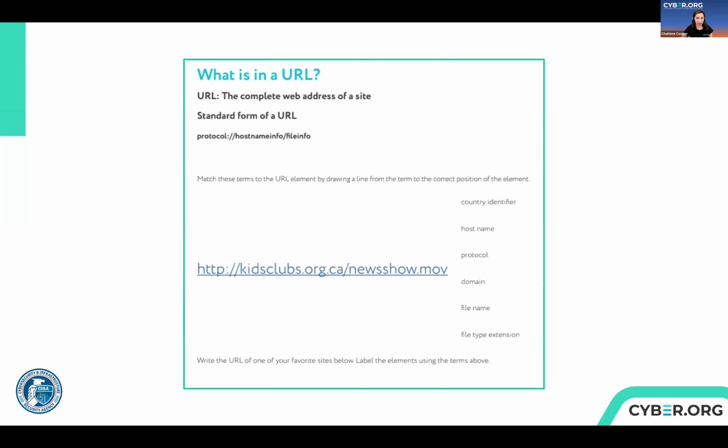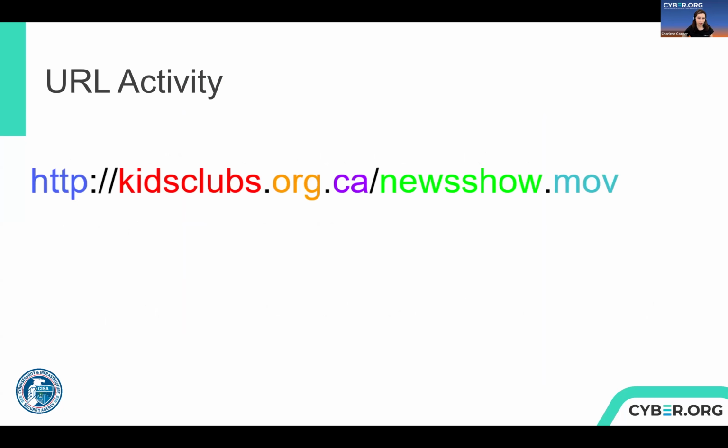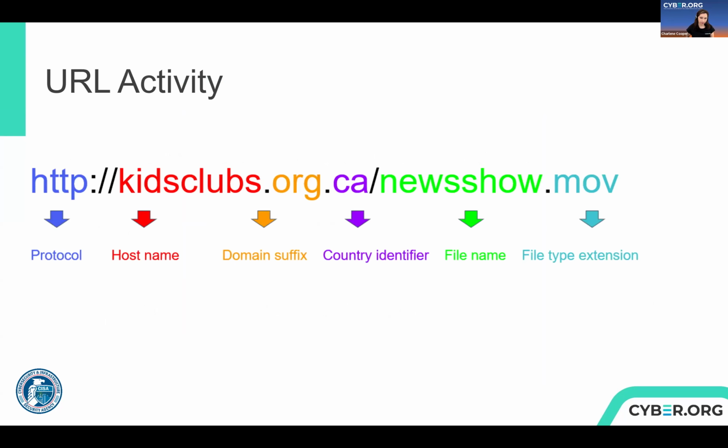So we do have a handout. This is an image of that handout that students can use to look at the different parts of the URL. And it goes through and explains, this is the protocol. This is a host name, the domain suffix, if there's a country identifier, a file name, and then the file type extension, and goes into a little bit more detail there to help them to recognize that and become familiar and confident as they're looking at different sites.